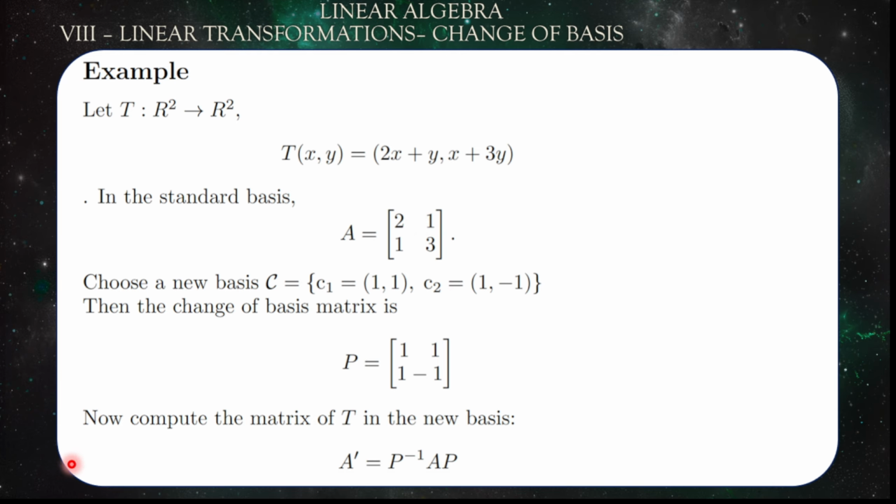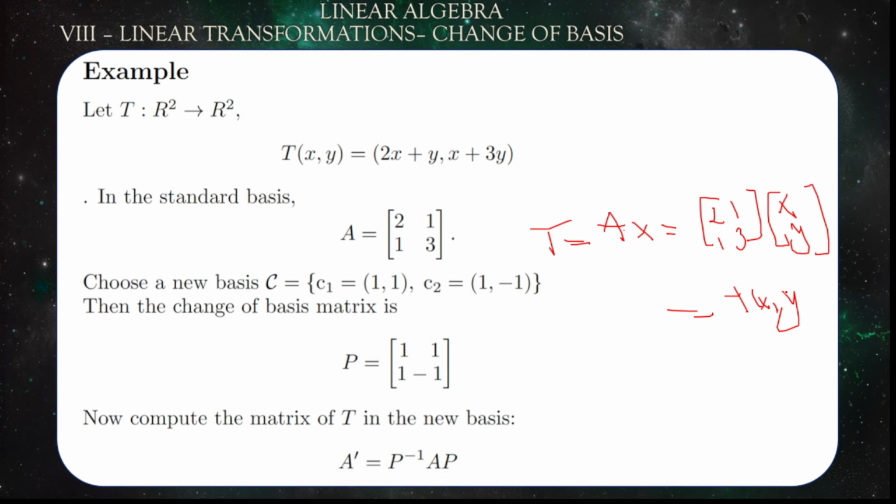In other words, if we multiply A, which is 2, 1, 1, 3, by the vector (x, y), you recover the original form of T, which is the transformation. You recover T of (x, y), which becomes this set of equations. So it is another way to write the form.